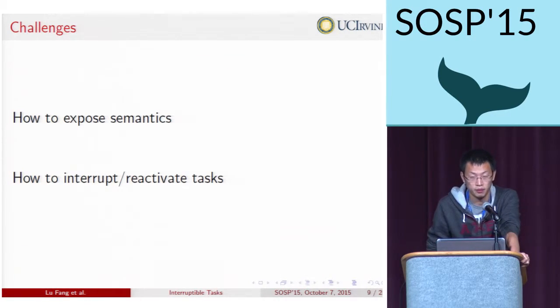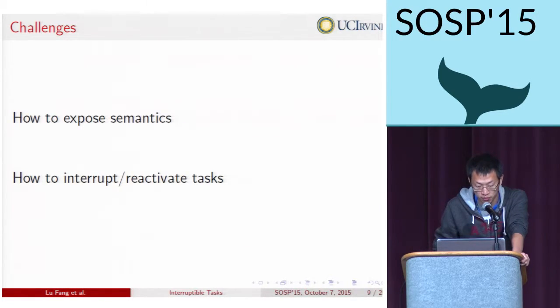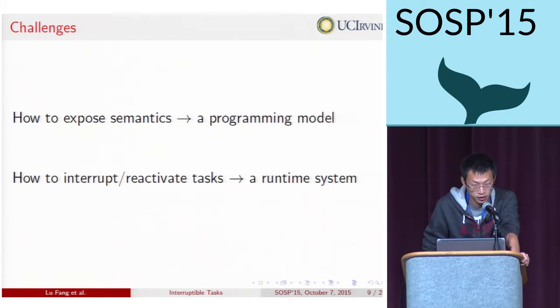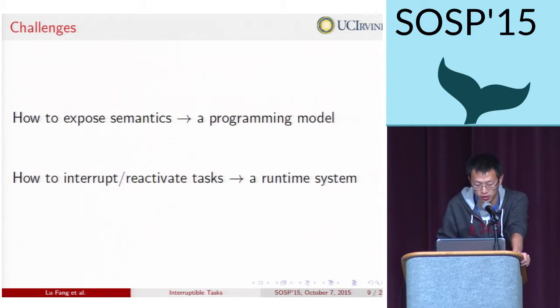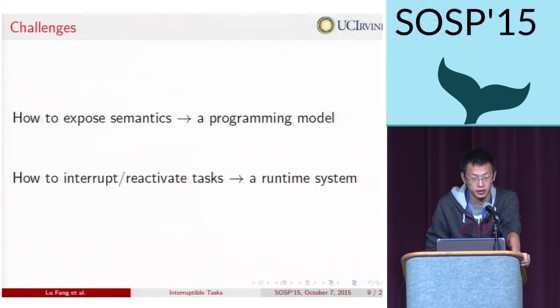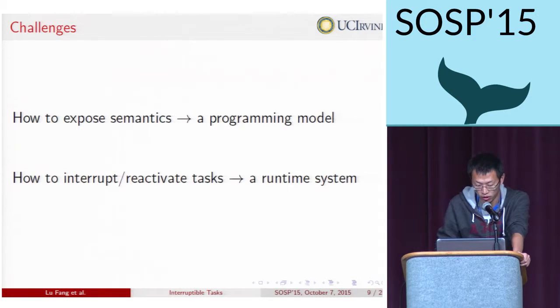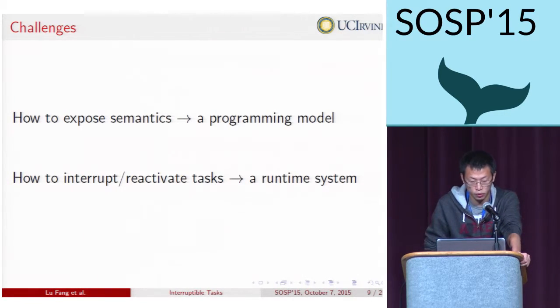So our approach is a combination of a program model and a runtime system. It requires minimal user effort. Using our program model, developers can easily expose the semantics to the system. The user effort is minimal. It's very easy to write an ITask using our program model. And our runtime system can automatically conduct the operations during the execution. In this talk, I will focus on the program model and briefly talk about the runtime system. Full details can be found in the paper.